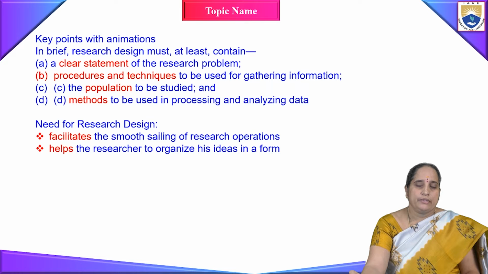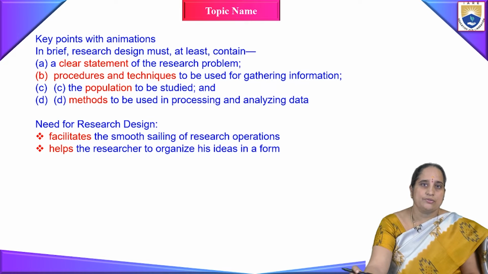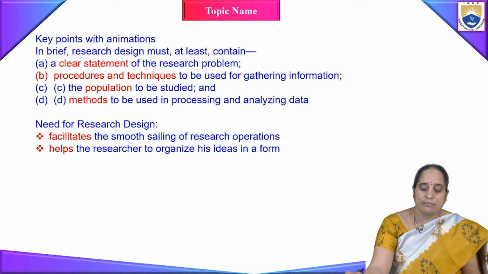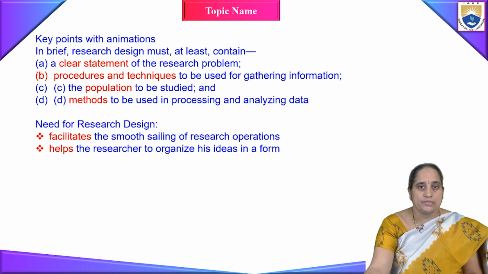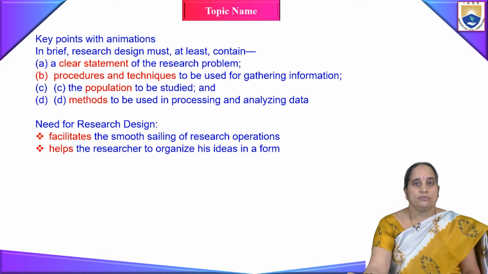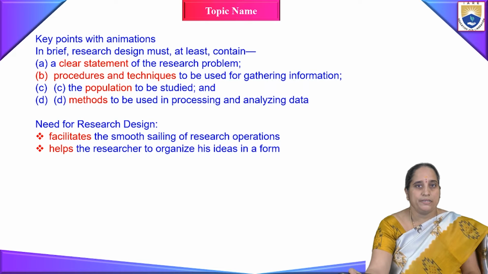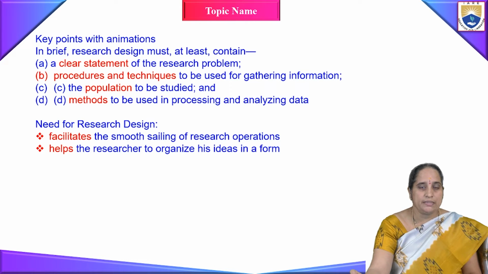So in brief, a research design consists of a clear statement of the research problem. If you can remember the research process, the first and foremost step is problem identification. So first of all, we need to formulate the problem. If you have a problem, then only we can do the research, conduct a pilot study or a main study. So the research problem should be clear-cut, precise and easily understood by the people.